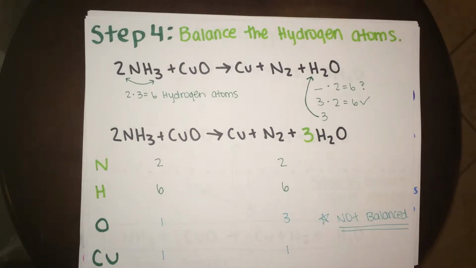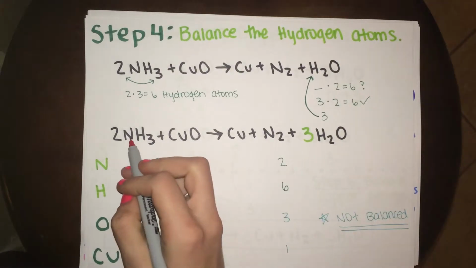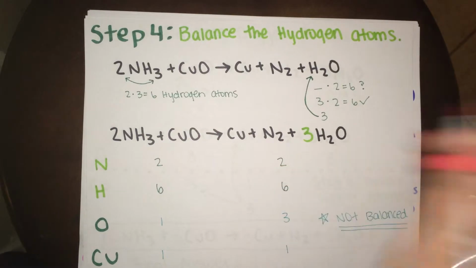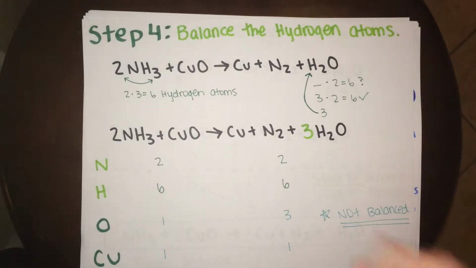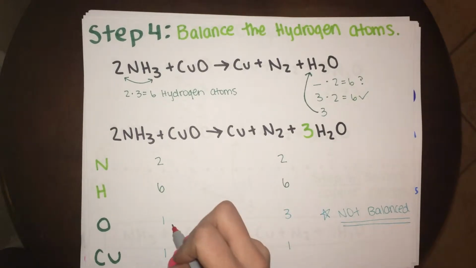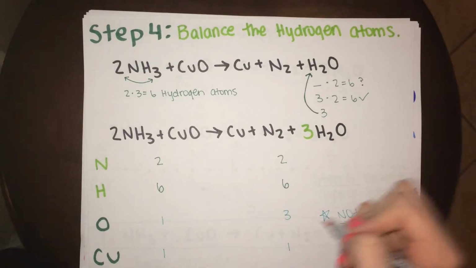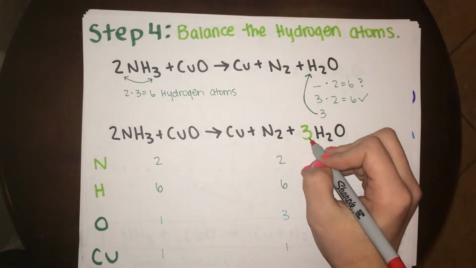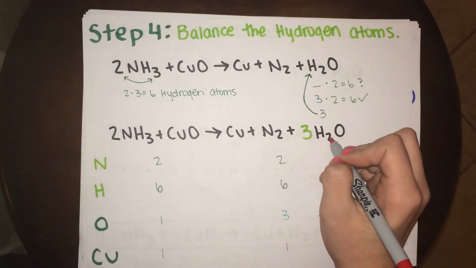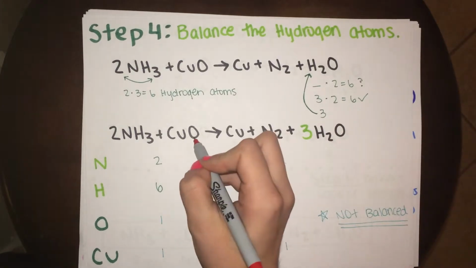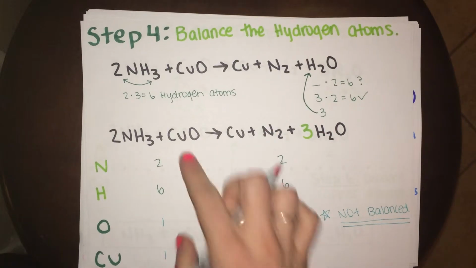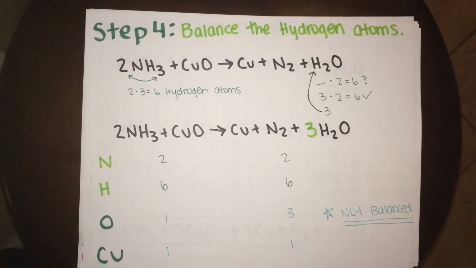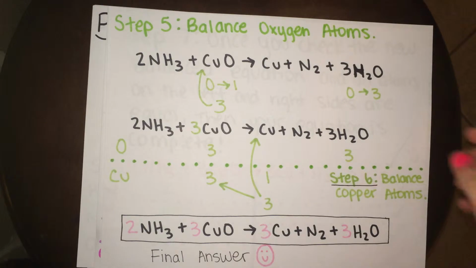So you have made 2 nitrogens and 2 nitrogens, so that works. You have 6 hydrogens, so that works. Right here with oxygen, you only have 1 because you haven't done anything with oxygen yet. But here you have 3 oxygen because you added the coefficient 3 to make hydrogen 6. So you know you're going to have to change oxygen, and this isn't the final answer. Copper has 1 and 1, but oxygen isn't balanced, so you're not done with the equation yet.